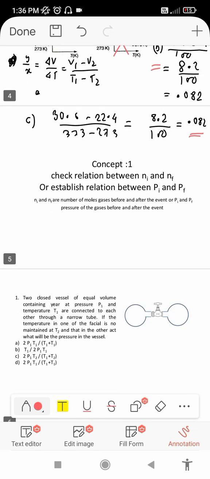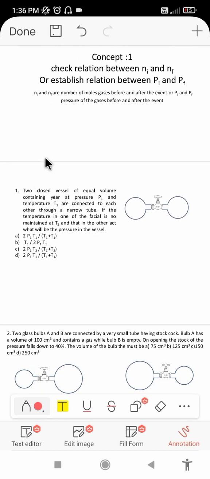Now we will go to the next problem. Before jumping into the next problem, we will follow some cardinal rules to solve the ideal gas equation. So before jumping into any problem, we will investigate and check the relation between ni and nf, or establish a relation between Pi and Pf.